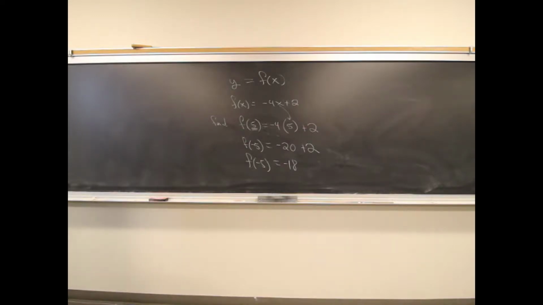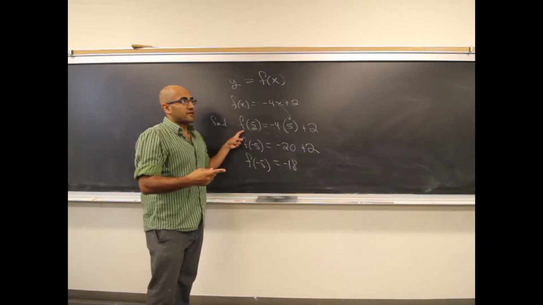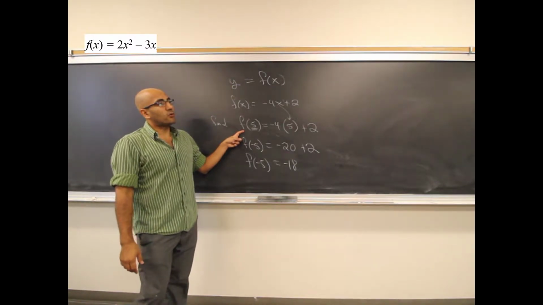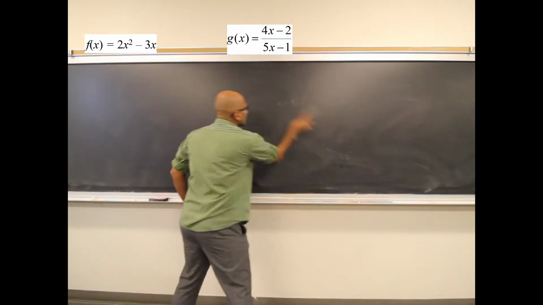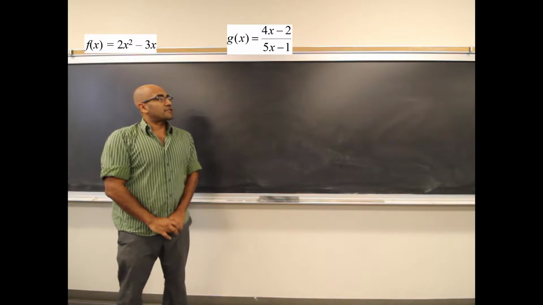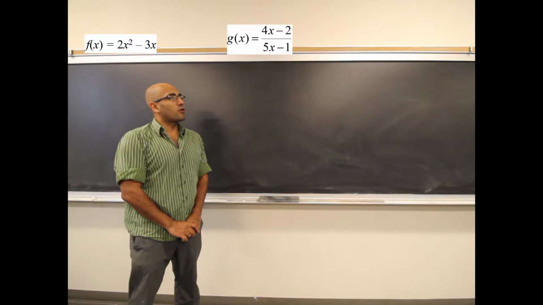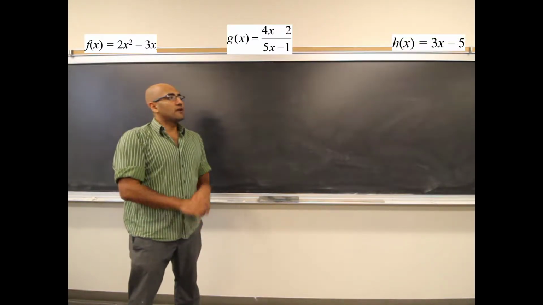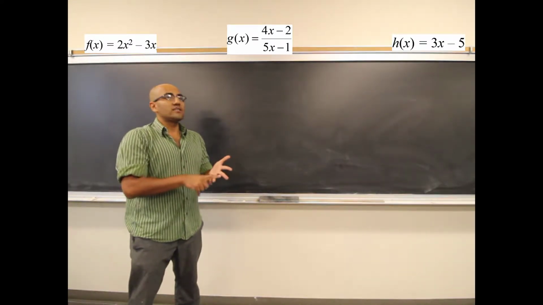Questions? No? So one of the benefits of function notation is that you get to label lots of different things. For instance, you could be given these functions: f of x equals 2x squared minus 3x, g of x equals 4x minus 2 all over 5x minus 1, or h of x equals 3x minus 5. So we have 3 different equations, and they're titled by the letters f, g, and h.